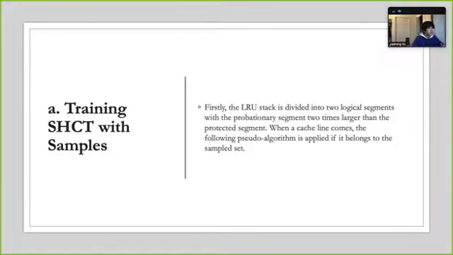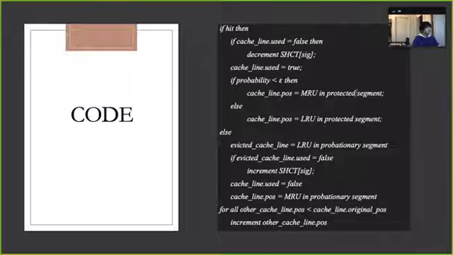In order to improve the performance, first, we can train the SHCT with samples. The LRU stack is divided into two logical segments. When a cache line comes, the following algorithm is applied. Here is the code of the algorithm.